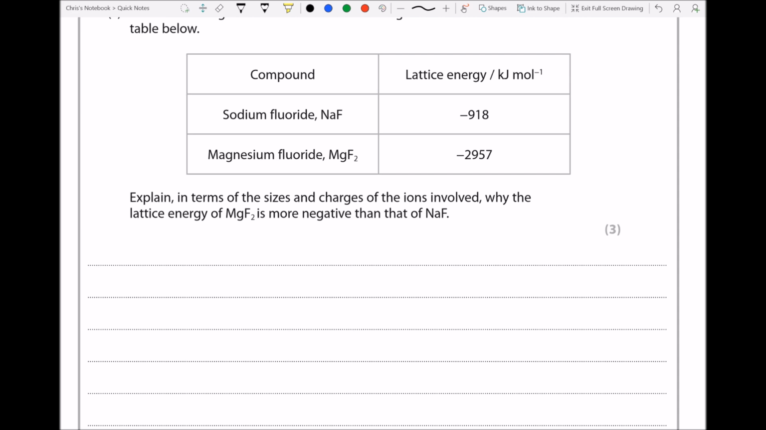Now, this is quite important because magnesium's got a 2+ charge, it's in group 2. Sodium's in group 1 with a 1+ charge. So magnesium has a higher charge density than sodium, which means it's got more charge per area. So in terms of a bond, that is pretty strong, because you've got a much stronger electrostatic force of attraction between the ions in magnesium and fluorine than you do between sodium and fluorine. And that's because of this higher charge density in magnesium.